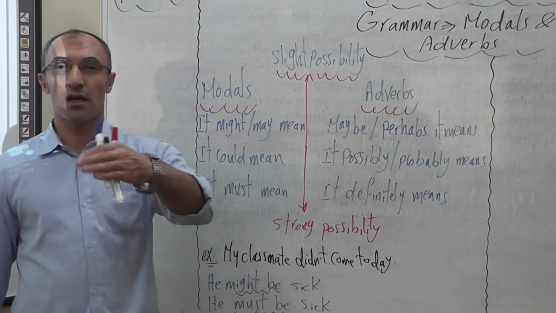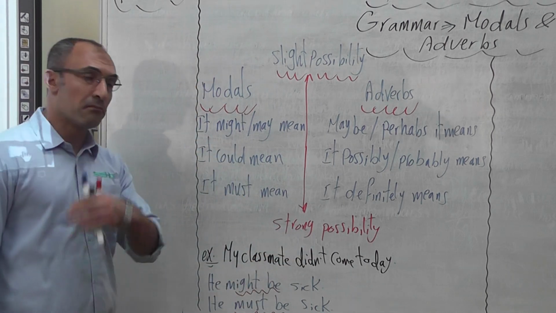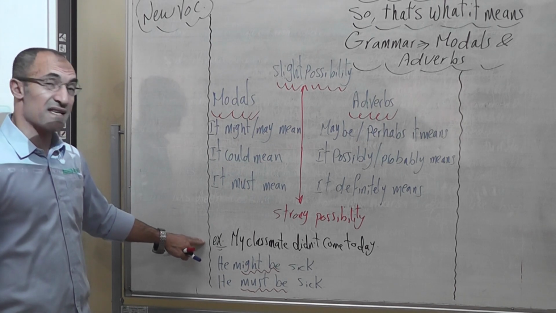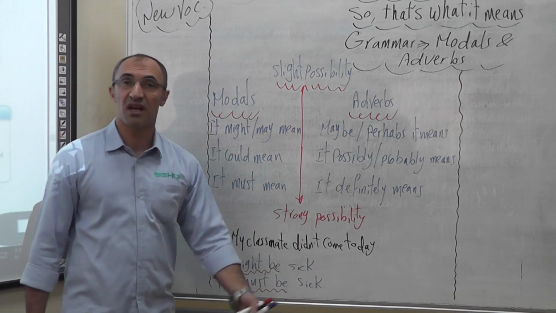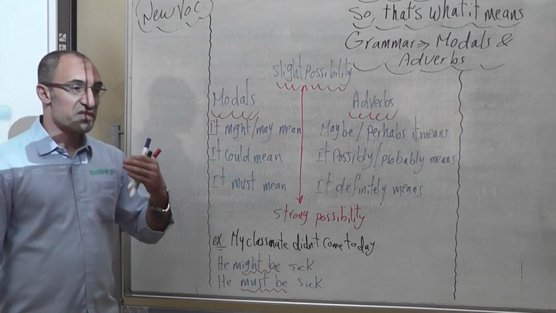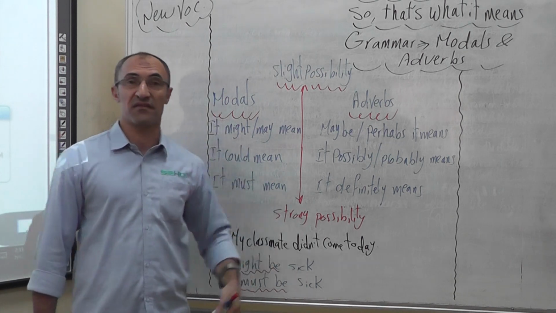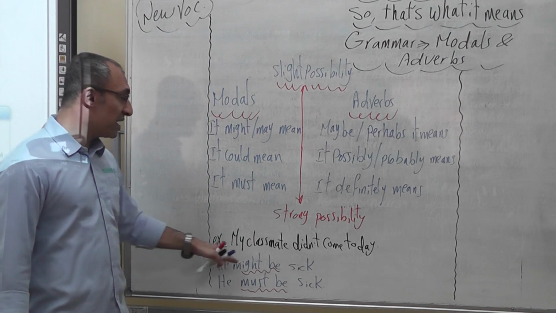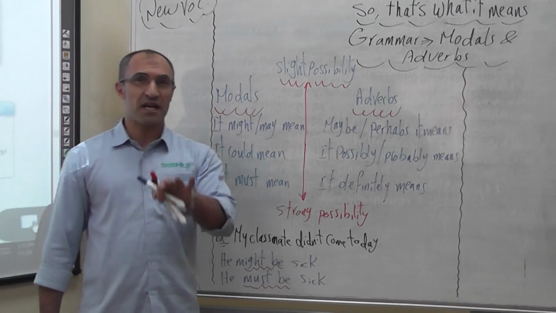Okay, let's see in a more explained way. Let's have an example to show it in a very clear way. Yes, here is our example as a sentence. If I say, my classmate didn't come today, it's a very normal sentence. So, what can you infer about that sentence? As for me, I could say he might be sick. Here I am not sure. I am not quite sure if he is sick or not.